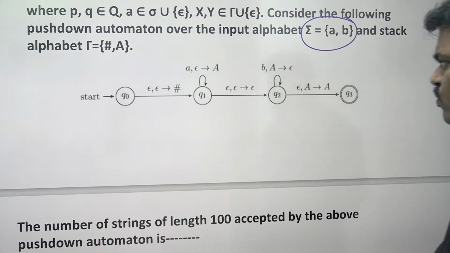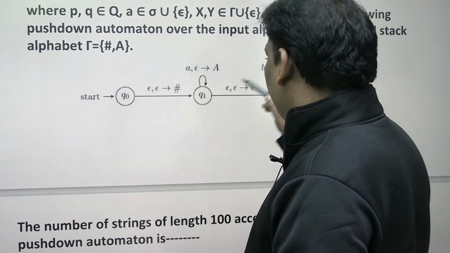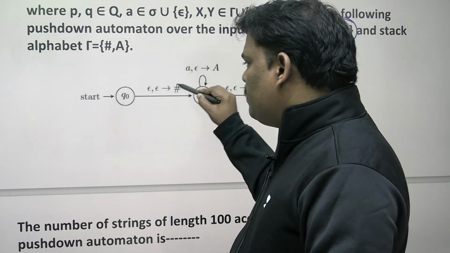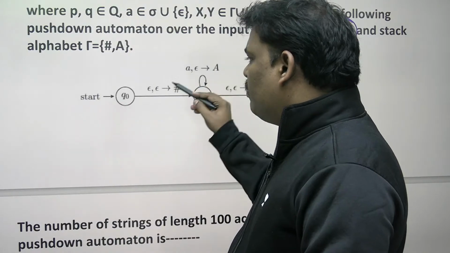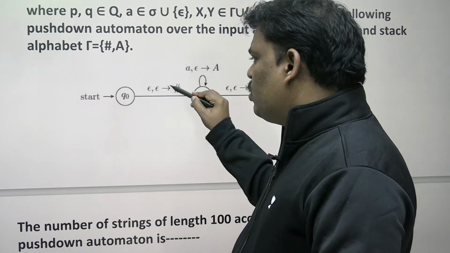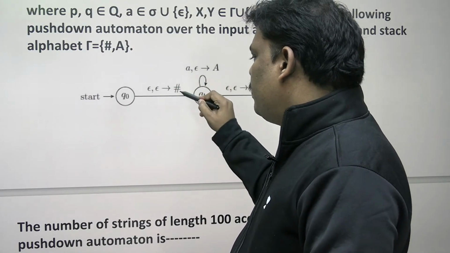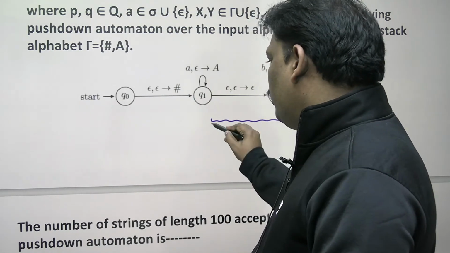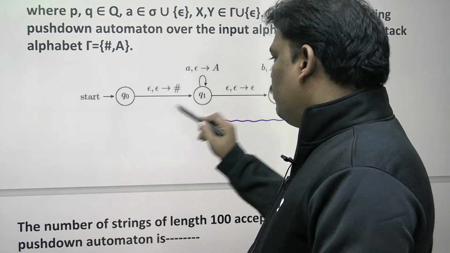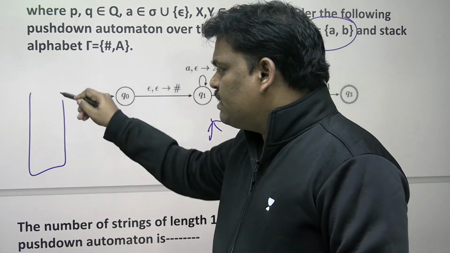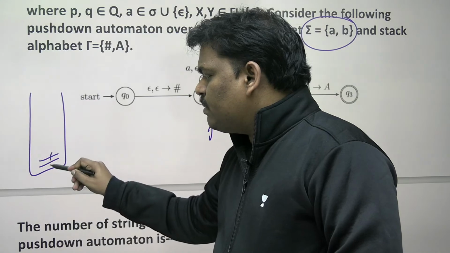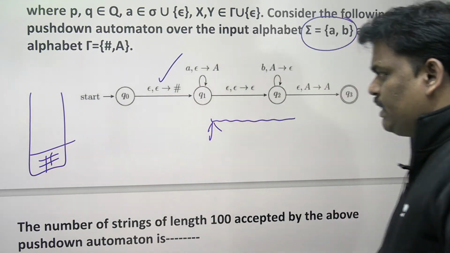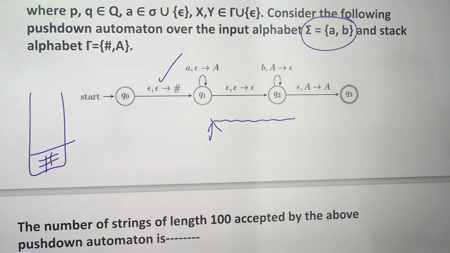If you observe clearly, on Q0 the transition epsilon, epsilon → hash, what is the meaning? Without reading anything from the input string, without seeing the top of the stack, simply push the hash symbol. That's the first step. Okay, you push the hash symbol, and now go to Q1.